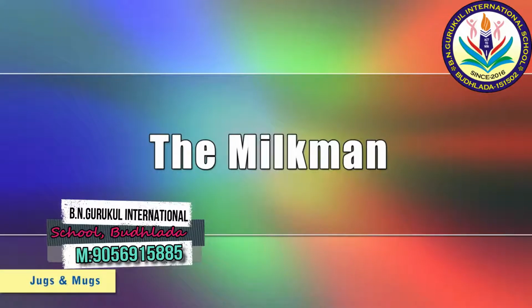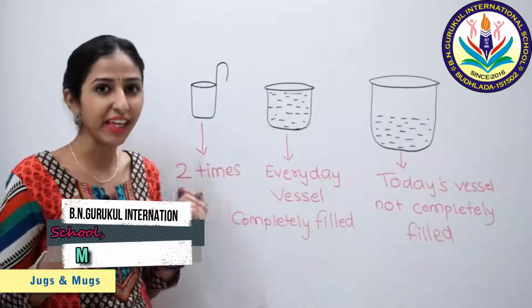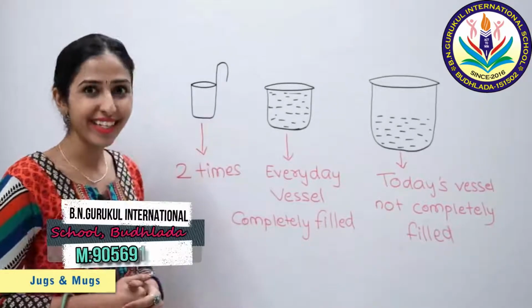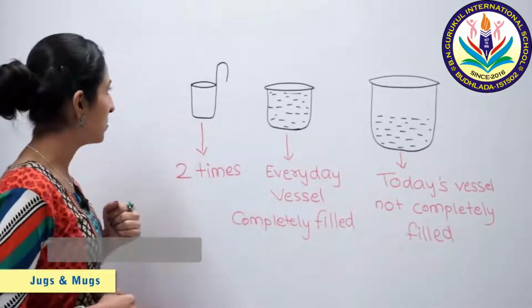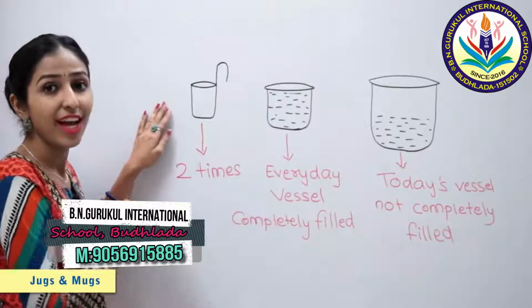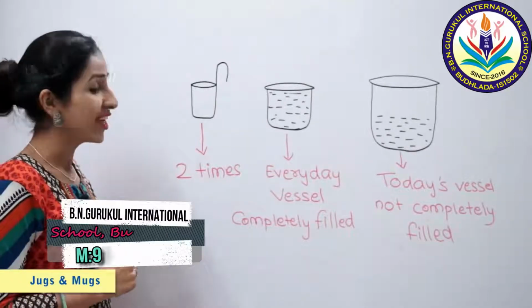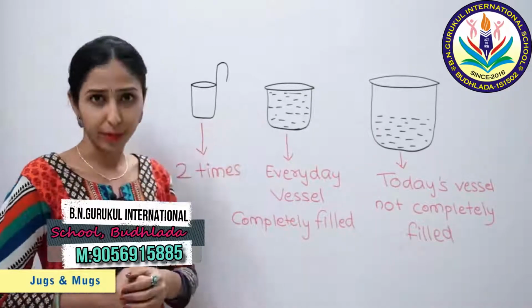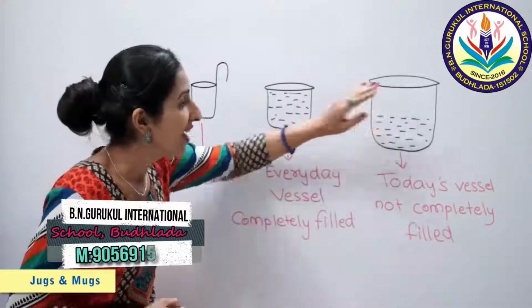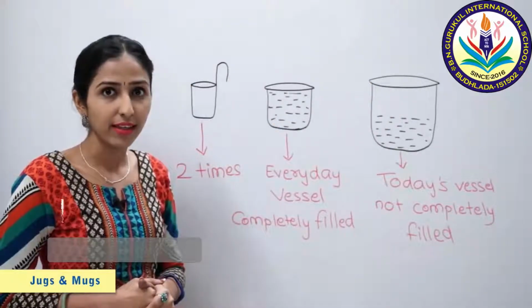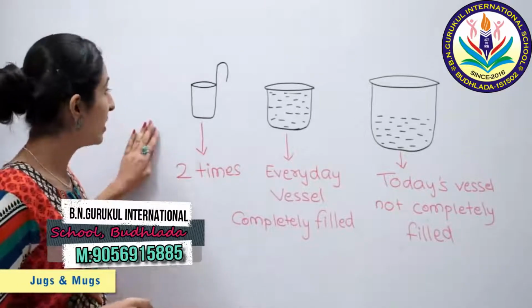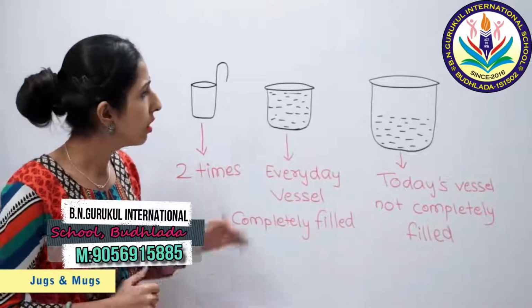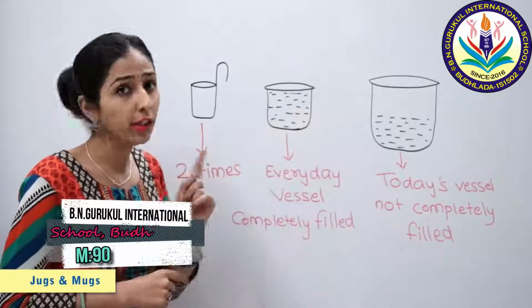The milkman. Every day, my mother uses this vessel for buying milk. Our milkman gives us milk using this vessel 2 times. So, our vessel is completely filled. But today, I used this vessel for buying milk. Even today, the milkman used this vessel for 2 times. But the vessel did not completely fill.